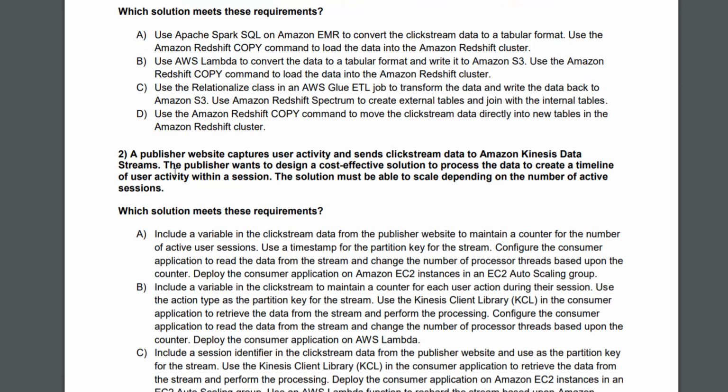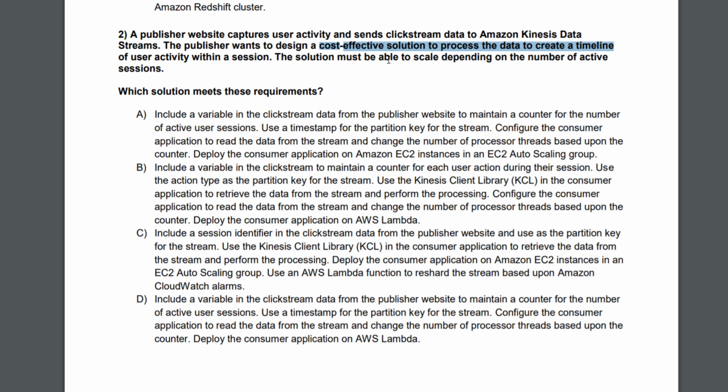Again, in the second question, you can check a publisher website captures user activity and sends clickstream data to Kinesis data streams. Publisher wants to design a cost-effective solution to process the data to create a timeline of user activity in the session. Solution must be able to scale depending on the number of active sessions. So that means solution must be automated. Okay, automatic scaling would be there, as well as this should be cost effective.